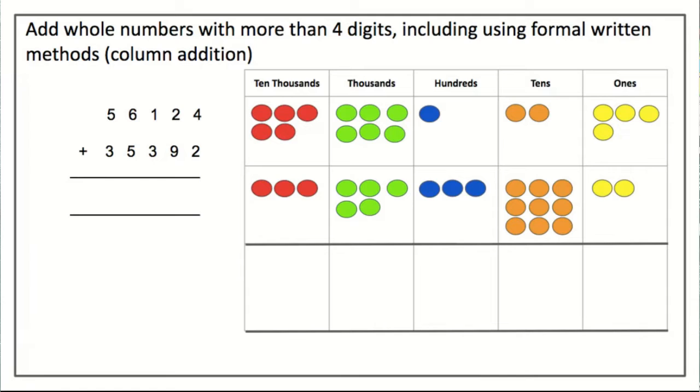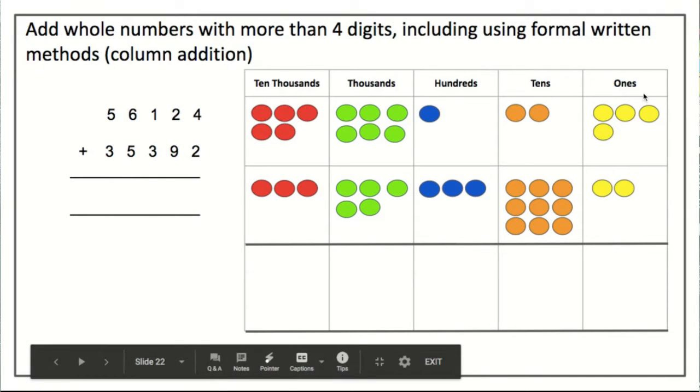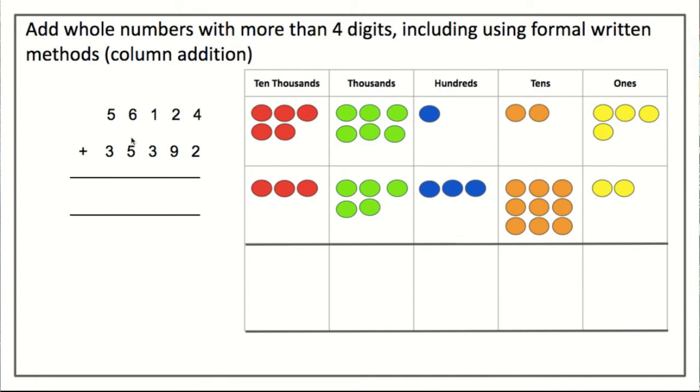This slide shows how we use column method to add, as well as using counters or something similar from your home to support this formal method. You will see here an equation written in a formal way alongside a diagram which shows place value columns with counters that represent each digit. For example, the 4 yellow counters in the top right corner represent the 4 ones in 56,124.